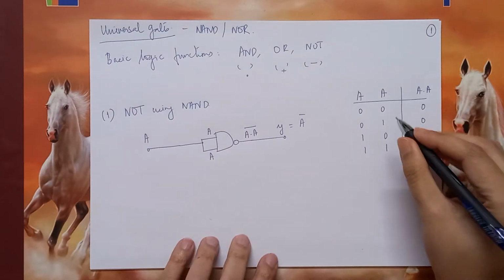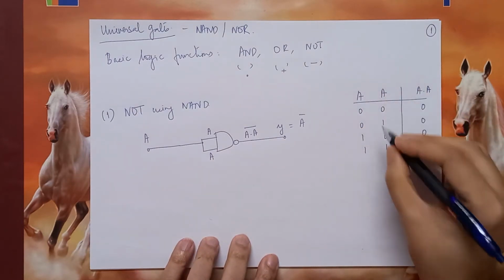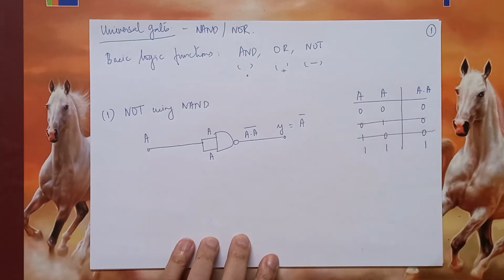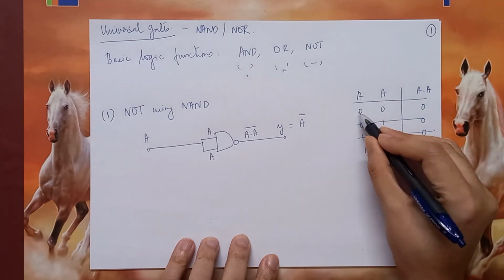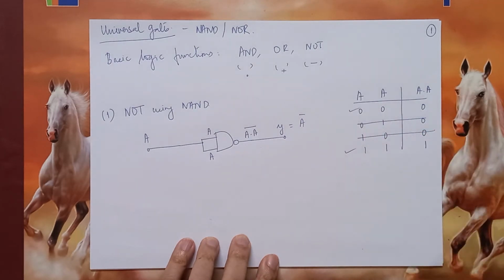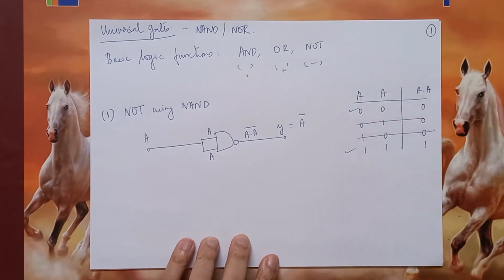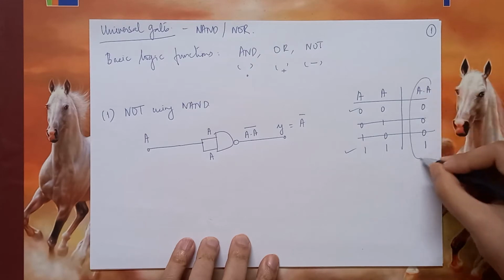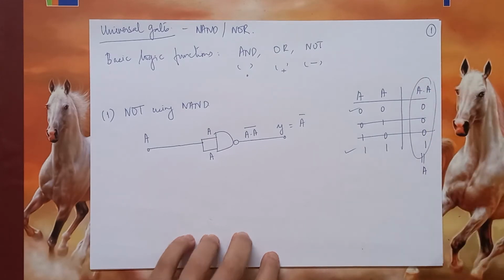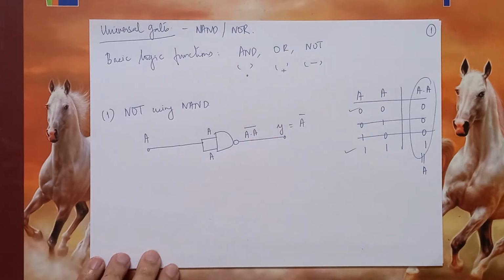So since we are talking of A dot A, we can actually do away with the second and third cases because A and A always have to be equal. So what we are saying is that if you look at the first and the last row, you see that the output column also corresponds to A. So this column A dot A is nothing but A itself. So using a single NAND gate, we have realized a NOT gate.